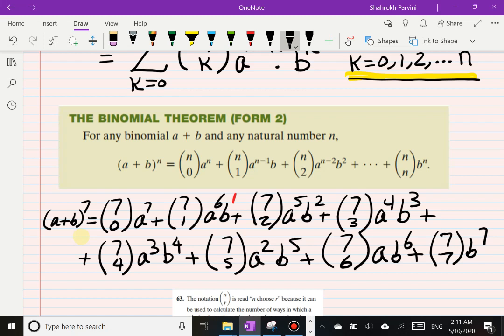This is your full expansion of A plus B to the 7th. Okay. Now, that's what that is. Now, the other thing, let's see what else we want to look at. Let's actually look at an exercise. How's that? Okay. Now, in our exercise, let's take a look at exercise number 28.